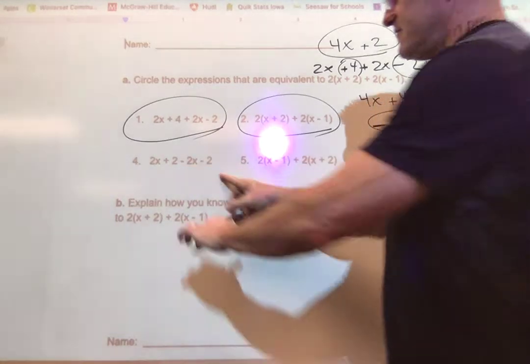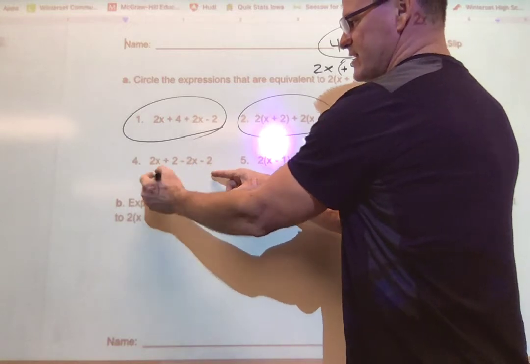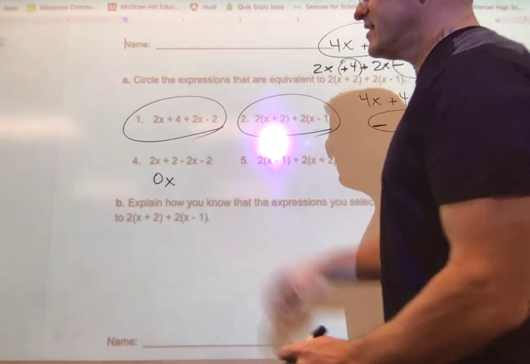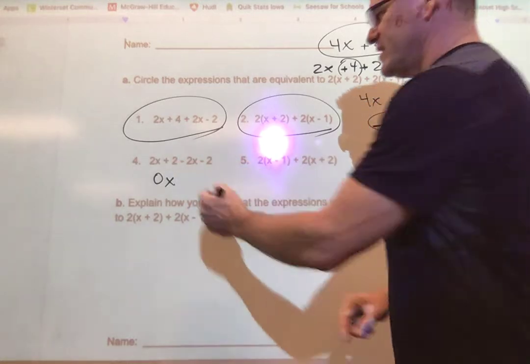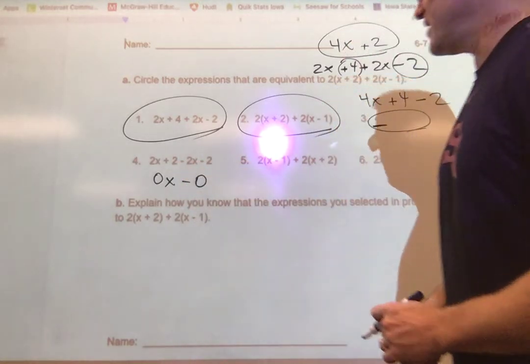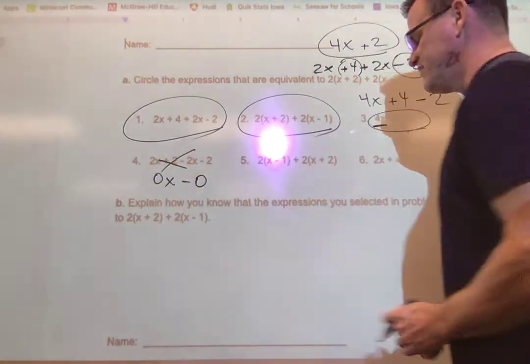This one, if I take a look here, this is 2x minus 2x. That would give me 0 x's. I already know this one's not right. Okay, and a positive 2 minus 2 would give me nothing. That is definitely not the same as this. Okay, so that one I'm going to get rid of.